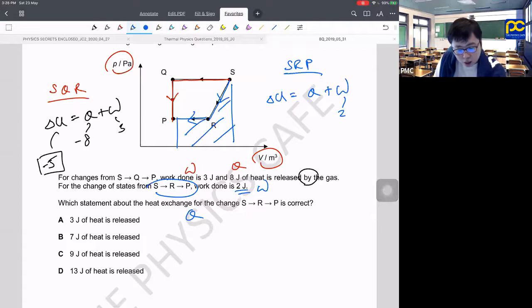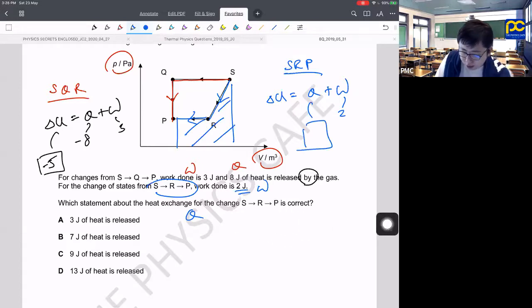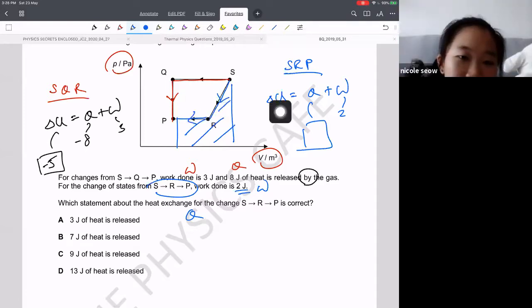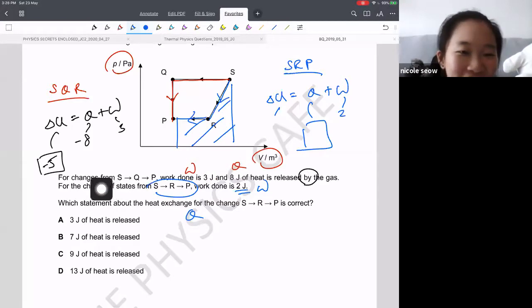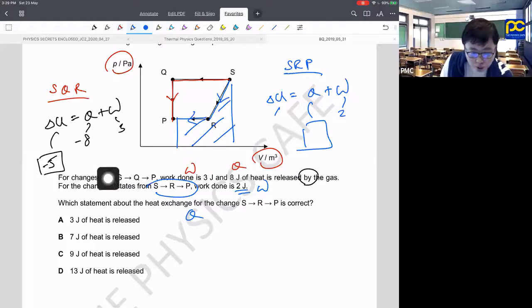Okay. So they want me to find the Q. I put a box here. What do I need? Delta U. What's delta U for SQR? Negative. Wait. Say again. What's delta U? 0. Wait. No, wait.